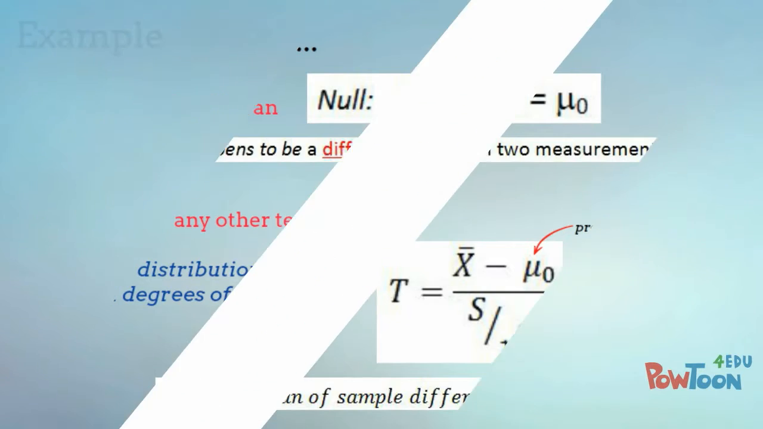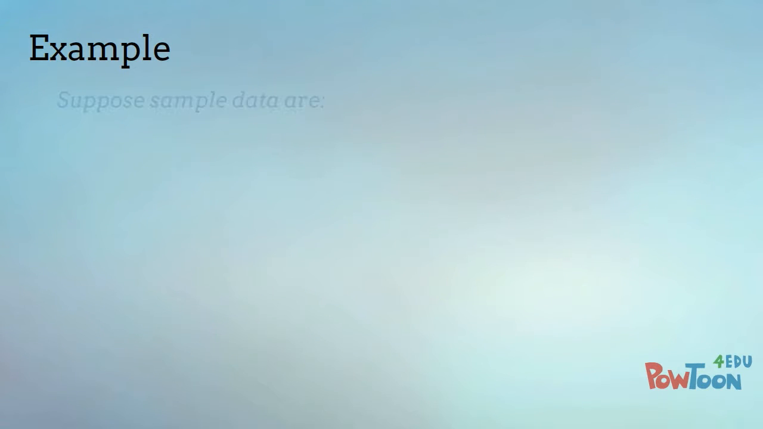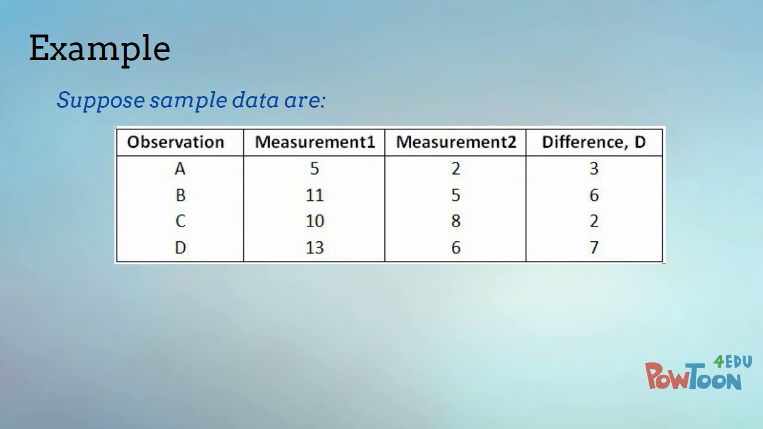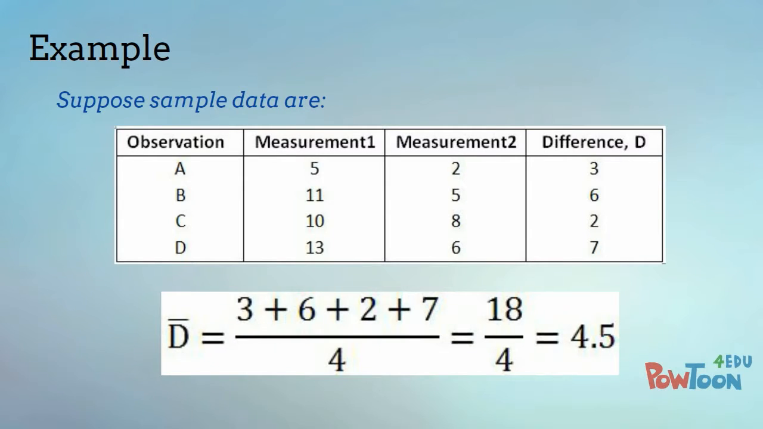place of x bar. For example, if our sample data consisted of 4 observations, observation A has measurements 5 and 2, so the difference d is 3. Observation B has measurements 11 and 5, so the difference is 6. C has measurements 10 and 8, so the difference is 2, and observation D has measurements 13 and 6, so the difference is 7. Then the sample mean difference, d bar, is 3 plus 6 plus 2 plus 7 divided by 4. This turns out to be 4.5.